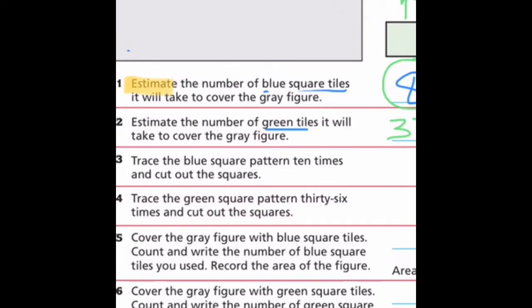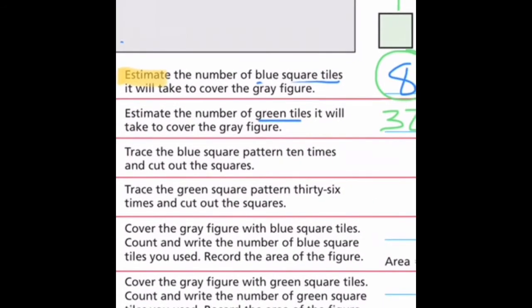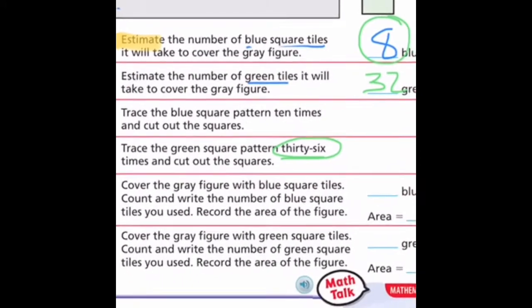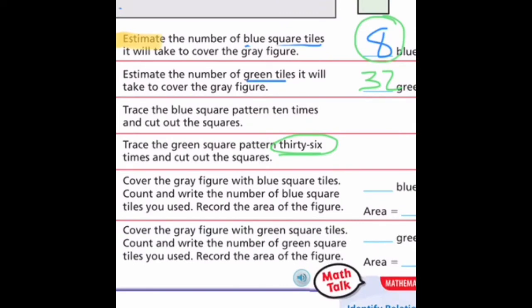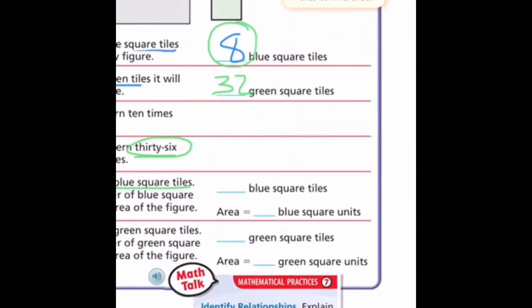So then it says trace the blue square pattern 10 times and cut out the squares. Trace the green one 36 times and cut out the squares. Cover the gray figure with blue square tiles, step 5. And then count and write that down. Well, lucky you guys, I've already done all that hard work for you, so you don't have to. You guys ready? Let's see how well I did.